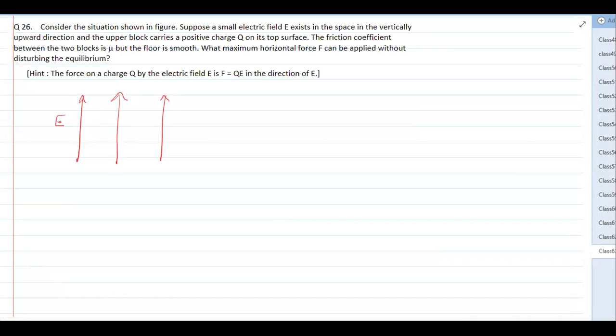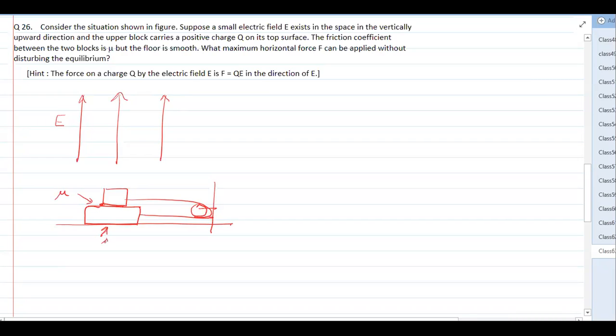Okay, so it is the same question, the previous question we have to consider. Suppose this is the diagram. Here the friction is mu, and here it is smooth. This mass is M, this mass is small m, and a small electric field E exists in the space in the vertically upward direction, and the upper block carries a charge Q on its top surface. So here we have charge Q also. The friction coefficient between the two blocks is mu, but the floor is smooth. What is the maximum horizontal force that can be applied without disturbing the equilibrium?